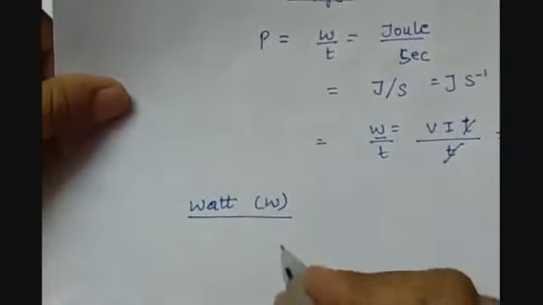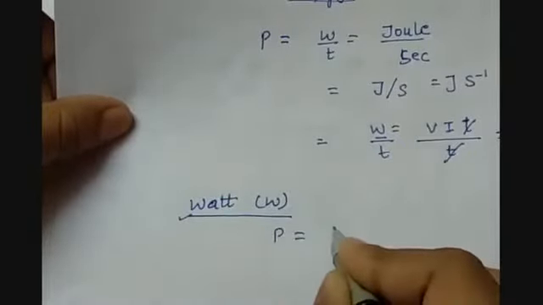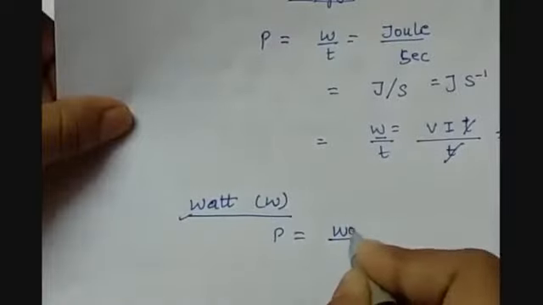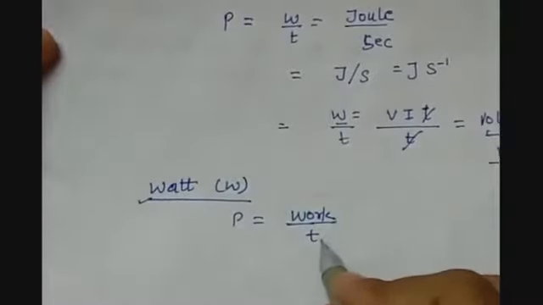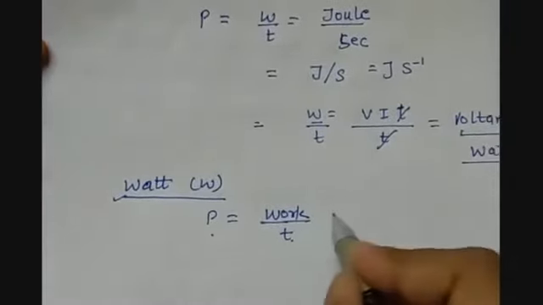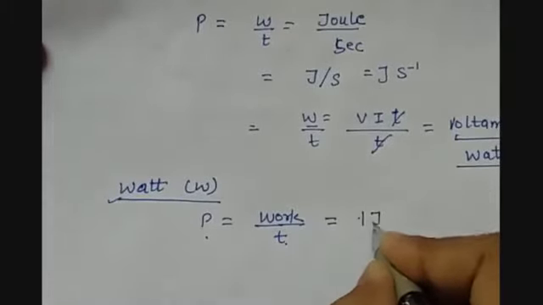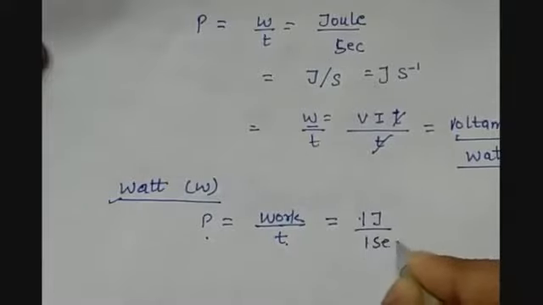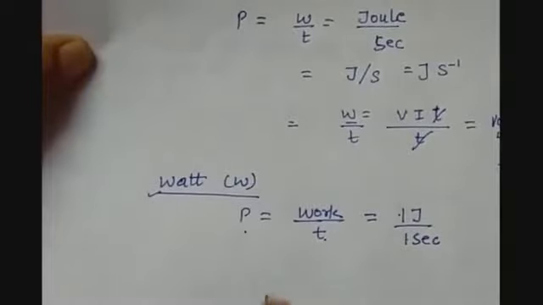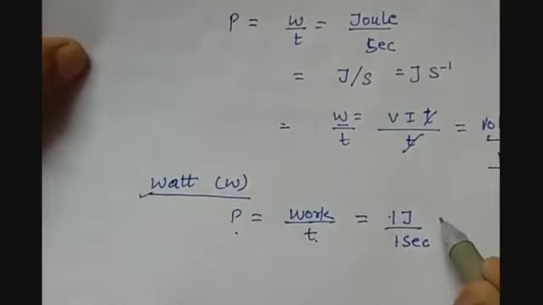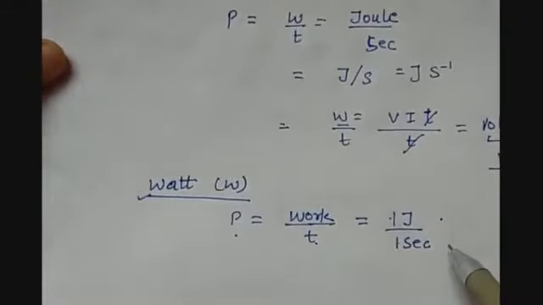So if we have to define power in terms of watt, then it is work done upon time. Electrical energy consumed per unit time is our power. 1 joule of work done upon 1 second will be our 1 watt power. So how to define it? When 1 joule of work is done in 1 second, then power is equal to 1 watt.